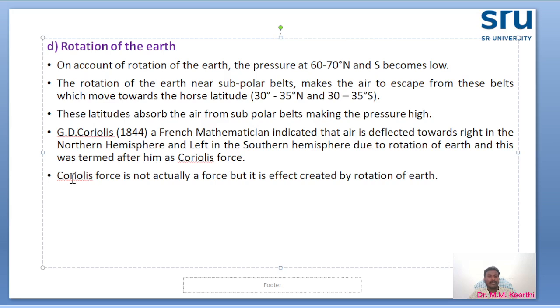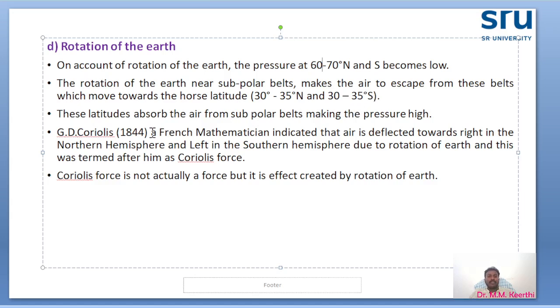Always remember, the Coriolis force is not an actual force. This Coriolis force is created by the rotation of the earth. So in this slide, you have to remember that high pressure will be there around 30 to 35 degrees in the northern and southern hemispheres. The low pressure will be recorded around 60 to 75 degrees north and south.